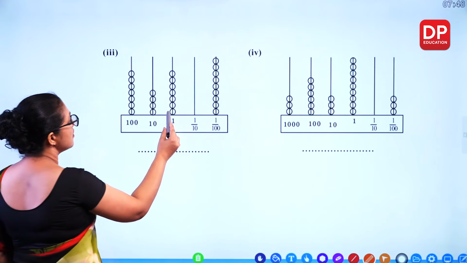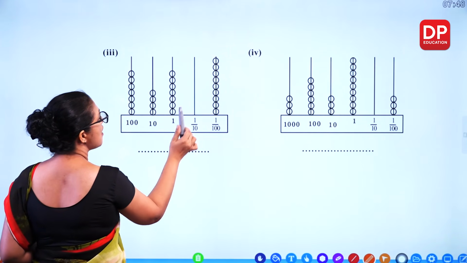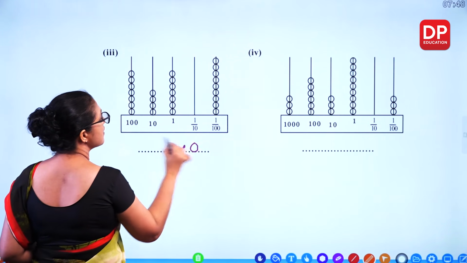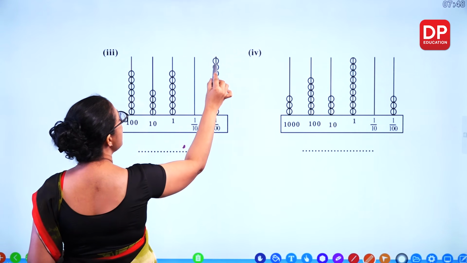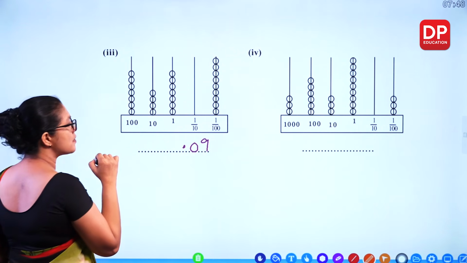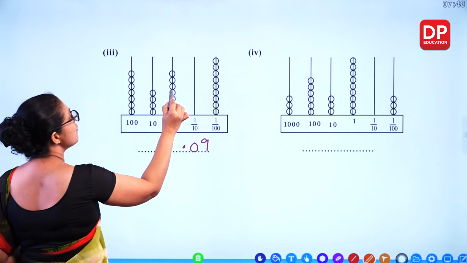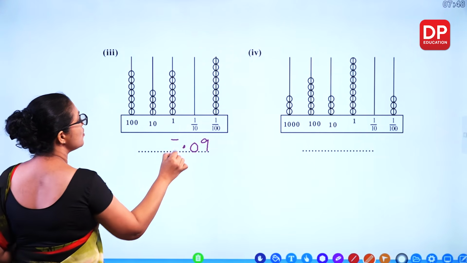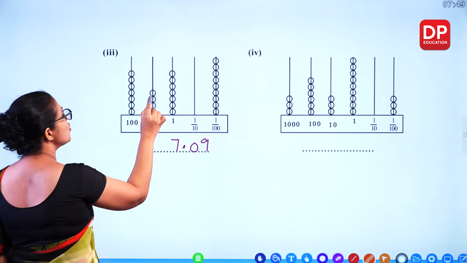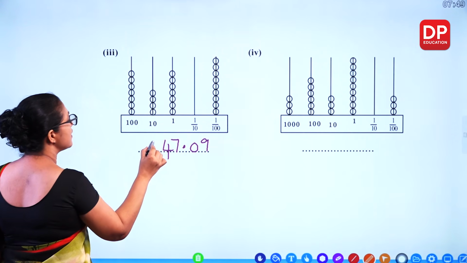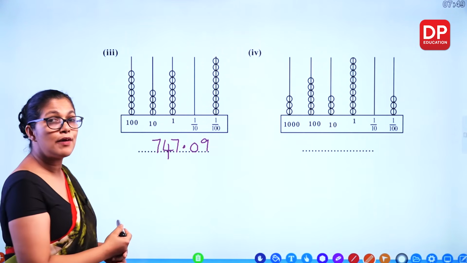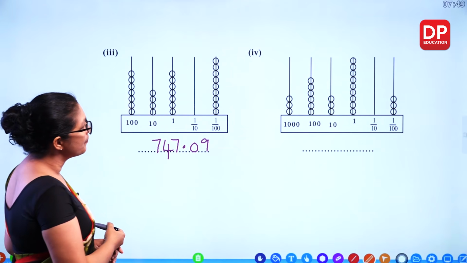This one, this is the decimal point. After the decimal point, nothing. That means 0. 1, 2, 3, 4, 5, 6, 7, 8, 9 in the hundreds place. 1, 2, 3, 4, 5, 6, 7 in the ones place. 1, 2, 3, 4 here. 1, 2, 3, 4, 5, 6, 7. 747.09.